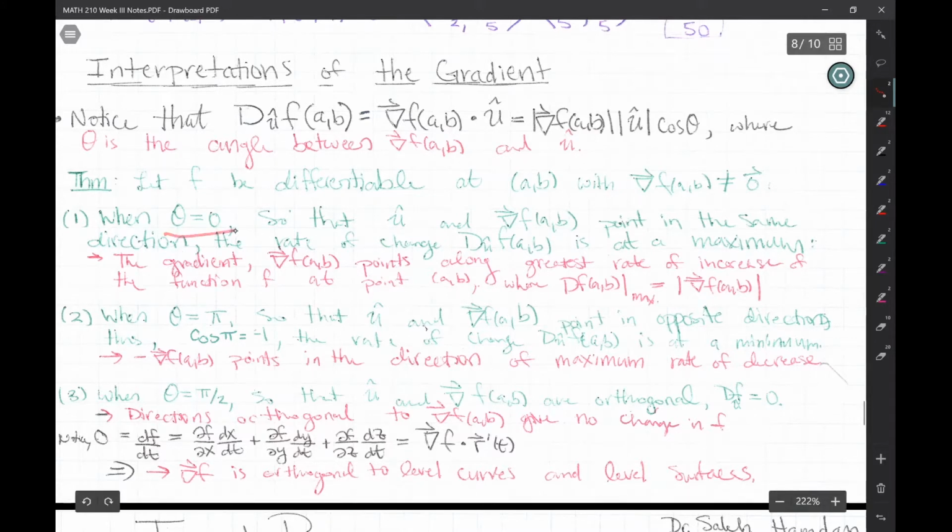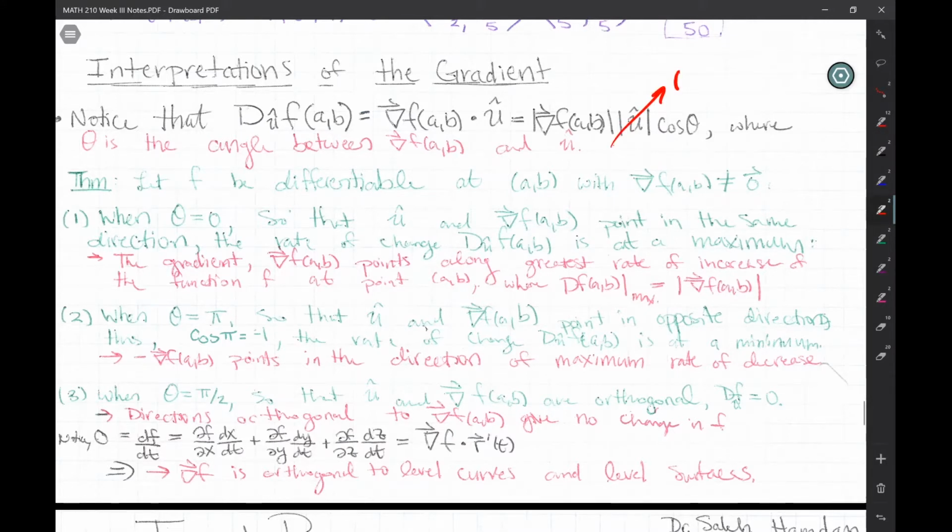When theta equals 0, and what does it mean for theta to equal 0? That means that u hat and the gradient are in the same direction. So when theta equals 0, the directional derivative is at a maximum. Why? Because cosine of 0 is 1, and that's the maximum that cosine can be. u hat has just magnitude 1, so for all intents and purposes, you could ignore that since it's just 1.